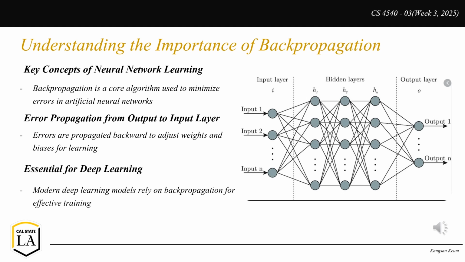Modern deep learning models, such as those used in image recognition, natural language processing, and even self-driving cars, rely heavily on backpropagation. It enables them to generalize from data and make highly accurate predictions. Today, we will break down the backpropagation process, understand why it is so effective, and explore how it shapes the future of AI.